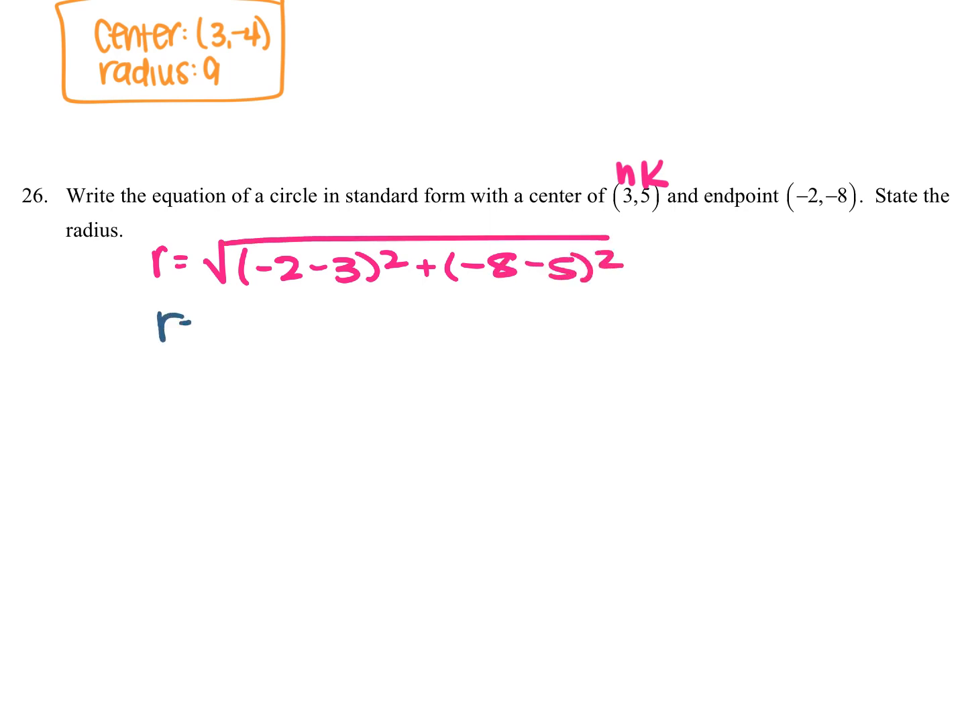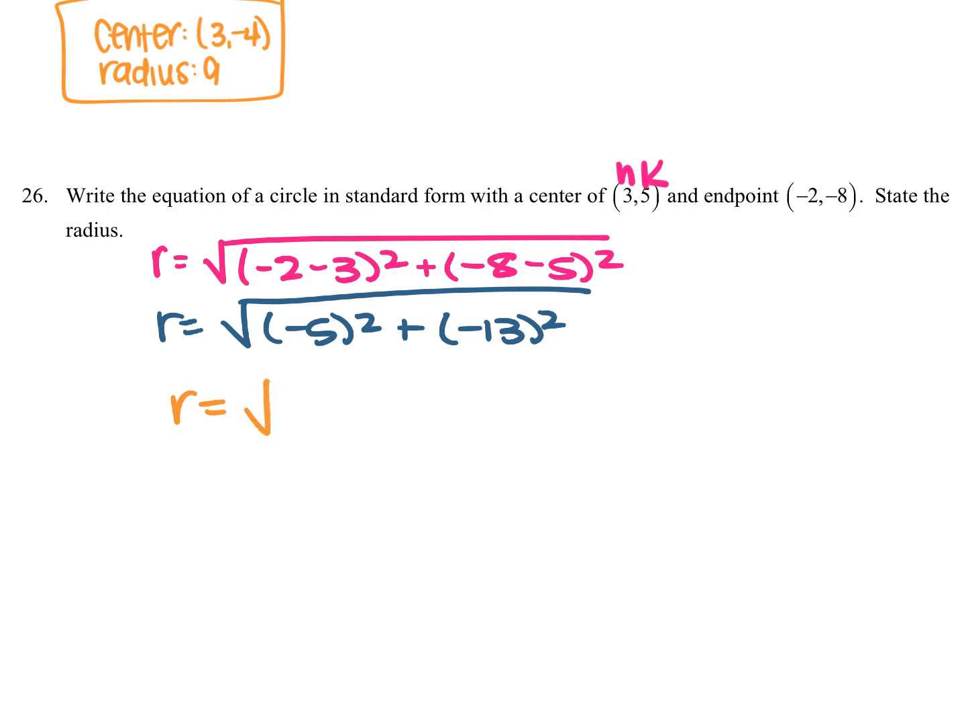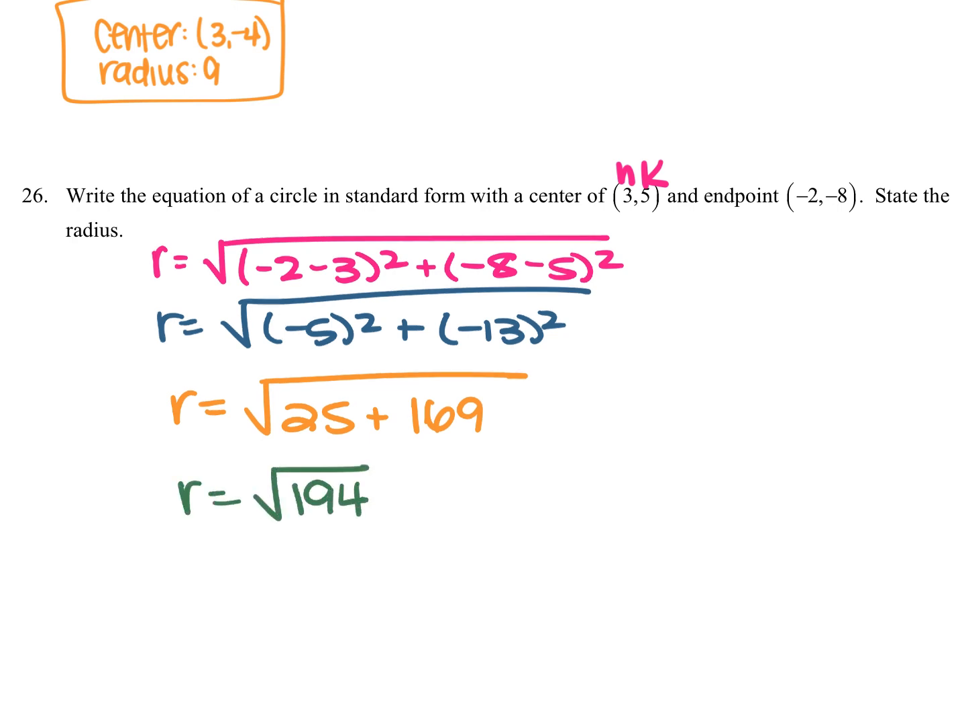This is going to give us the square root of negative 5 squared plus negative 13 squared. This then simplifies to give us the square root, radius is the square root of 25 plus the 13 squared is 169. If we add that with the 25, that gives us the square root of 194. That 194 is divisible by 2, but it gives us 97, and 97 is a prime number, so we're not going to be able to simplify that any further.